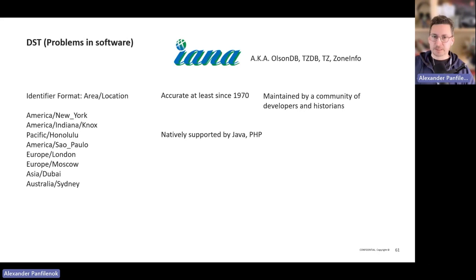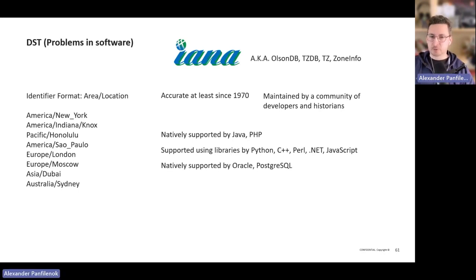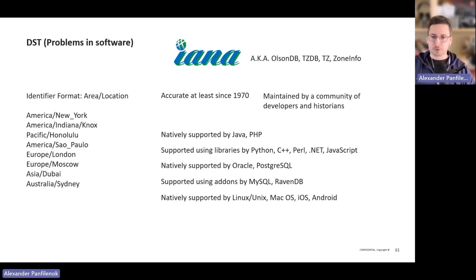It is natively supported by programming languages such as Java and PHP. It is supported using additional libraries for Python, C++, Perl, .NET, and JavaScript. If we are talking about databases, it is natively supported by Oracle and PostgreSQL. If you have MySQL or RavenDB, you can install some add-on which allows you to use this database. This database is also natively supported by operating systems like Linux or Unix, macOS, iOS, and Android, but not for Windows.